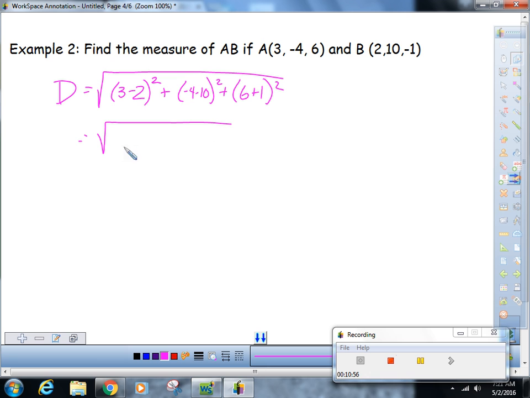So it's the square root of 1 plus 14 squared. Is that 196? Plus 49. So 50 plus 196 is 246. Uh-oh. Okay, 4 doesn't go into that, so 16 doesn't go into it. 9 doesn't go into it. 25 doesn't go into it. 64 doesn't go into it because 4 doesn't go into it. Could that possibly be simplified?